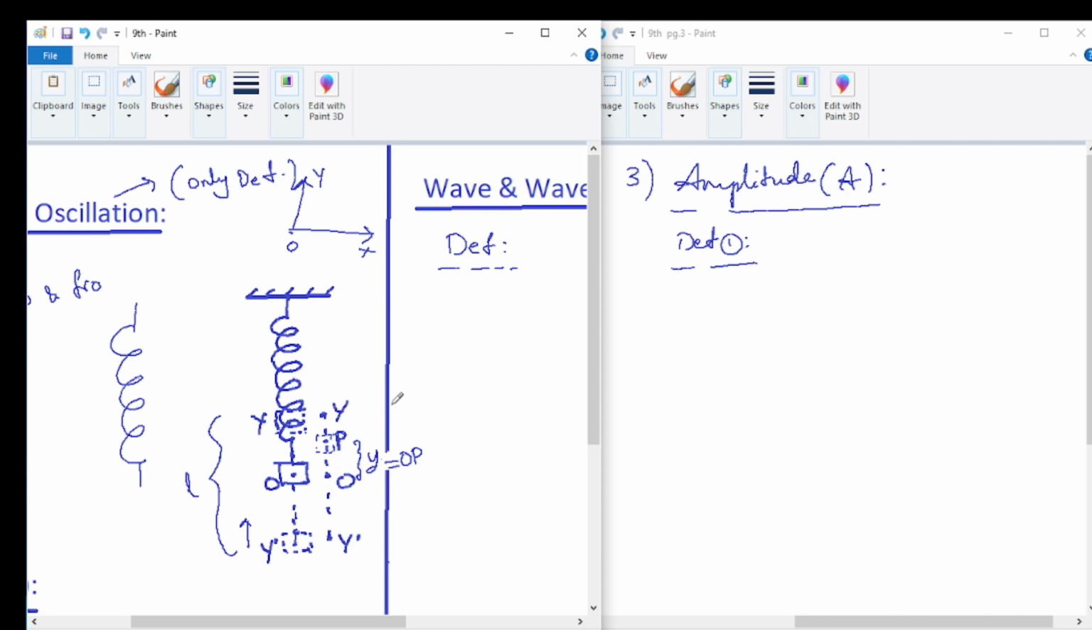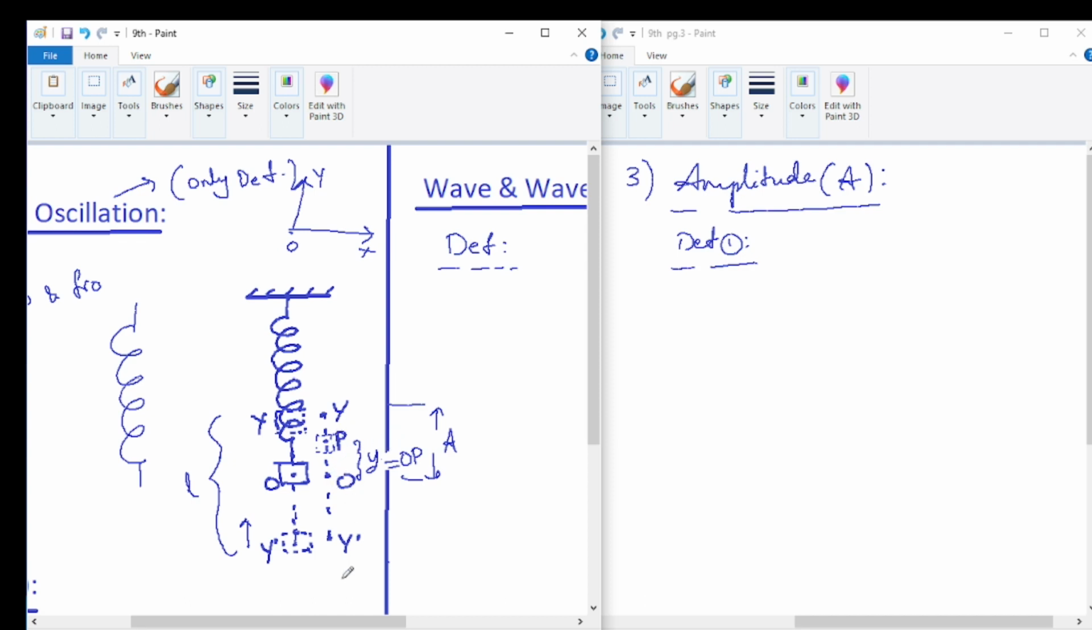This maximum displacement, from O to Y, of the vibrating or oscillating body from the mean position O is called the amplitude. So the definition of amplitude is very simple: it is the maximum displacement of the vibrating body from the mean position.